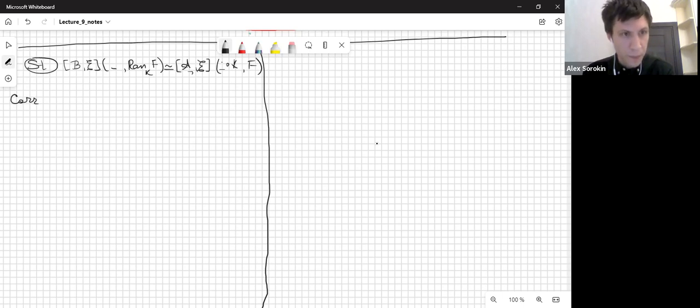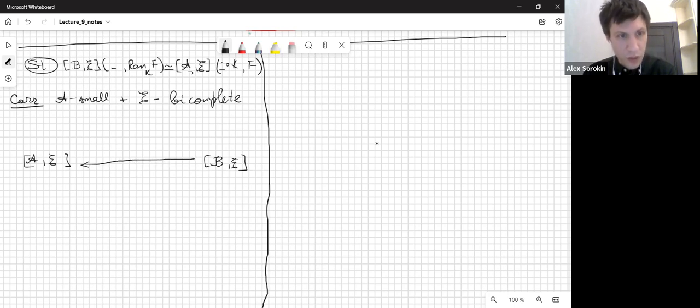And now we have a corollary, which says that if category A is small plus category E is bicomplete, then we have the following adjunction. A to E, here will be B to E. So functors from B to E are multiplied by K, it's precomposition, so K upper star or blank comma K. And this functor has adjoints.